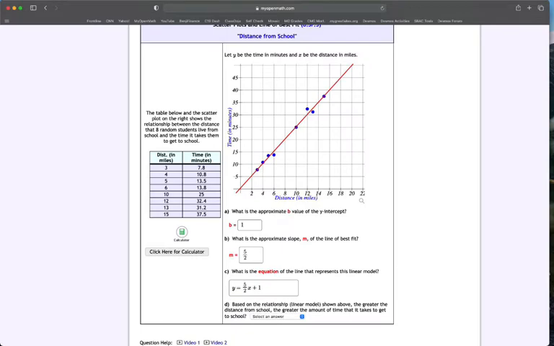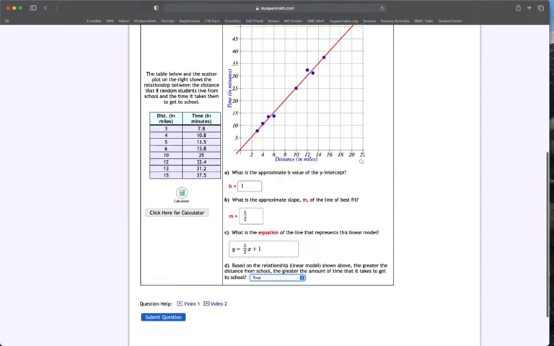Now, part D, it says, based on the relationship, the linear model shown above, the greater the distance from school, so in other words, the greater the distance from school, the greater amount of time that it takes to get to school. Well, clearly that is a true statement because, for example, at 4 miles from school, it took the person 10 minutes, whereas at 18 miles from school, it took them around 45 minutes. So that last statement, of course, would be a true statement.